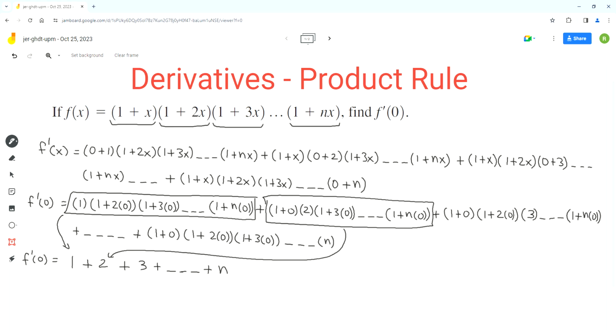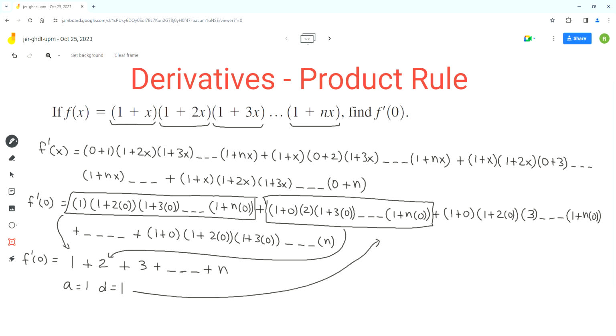So the whole expression reduces to this series. So now we have to find the sum of this series, and this is an arithmetic series because each term in this series is going up by a constant difference which is equal to 1. So to find the sum of an arithmetic series, we need to know the first term. So the first term is 1. The common difference is also 1 because each term is going up by 1 unit, and we have to add n terms.